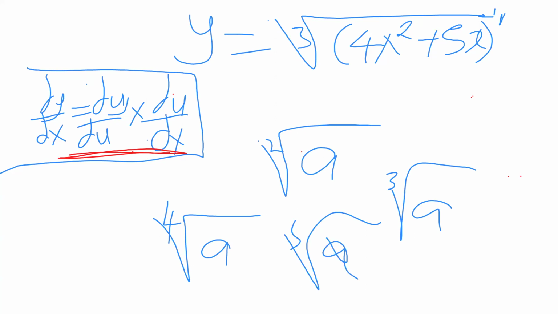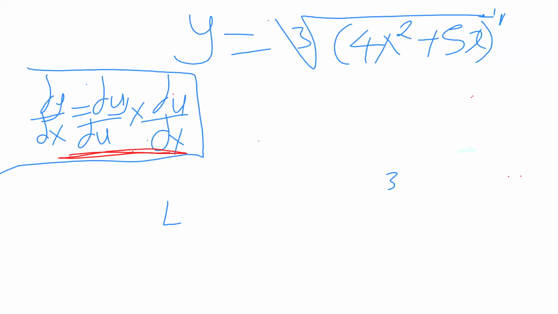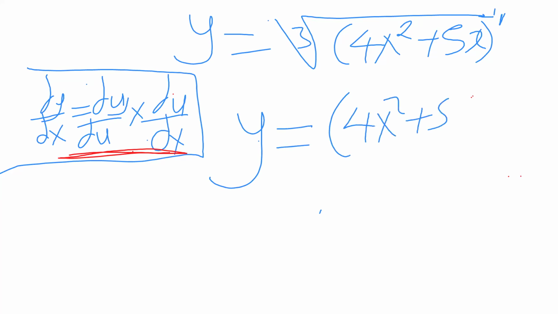So now I ask the question one more time. What is the name of the root that you're dealing with? Cube root. All right, thank you. So this one is a cube root, or the third root, if you may like. So for that reason, you can still rewrite the third root as y is equal to 4x squared plus 5x to the power 1/3. It's still one and the same thing.